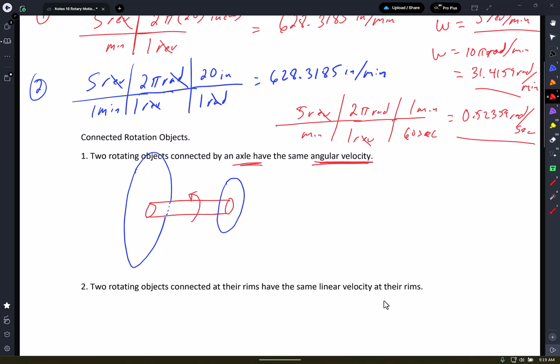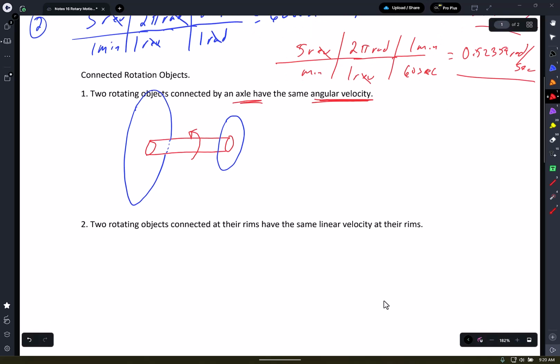Angular velocity. Now the linear velocity is different. The distance that the wheel covers is different. Obviously the bigger wheel covers more distance, but the angular velocity is the same. Does that make sense to you guys? Yes. Perfect. Now look what it says here on this one.